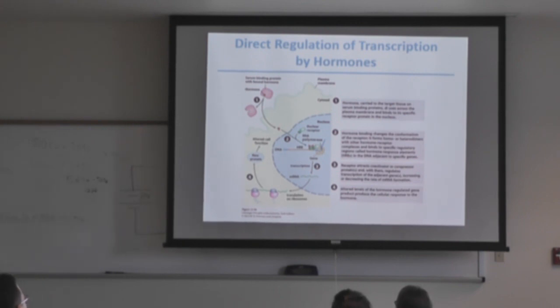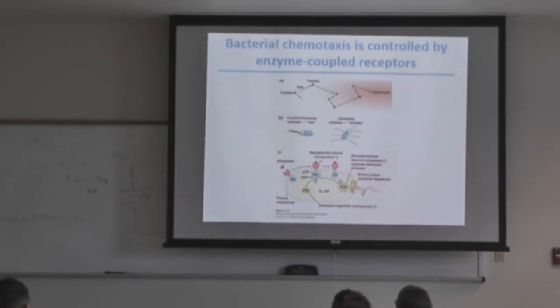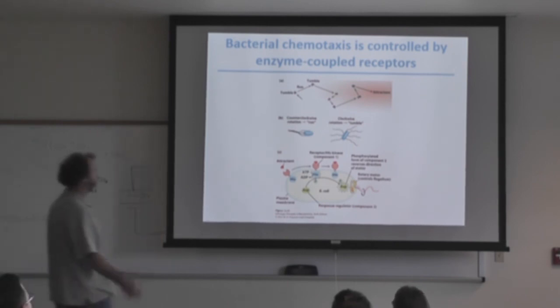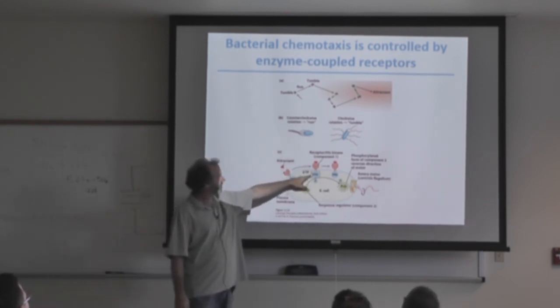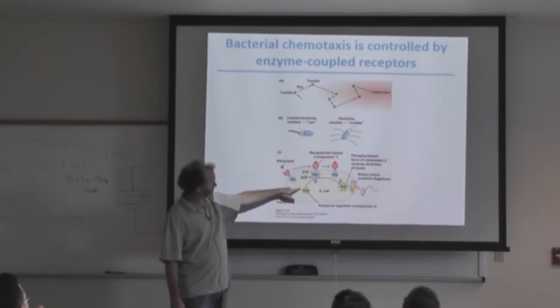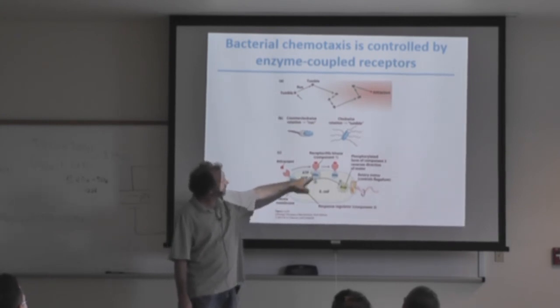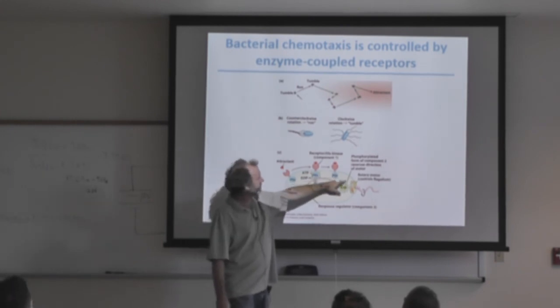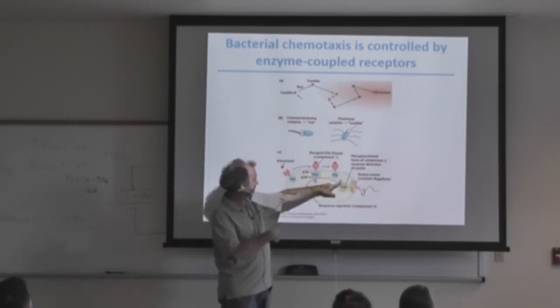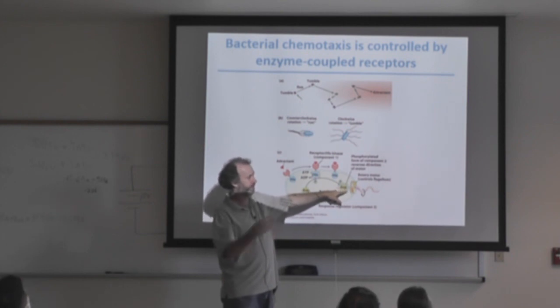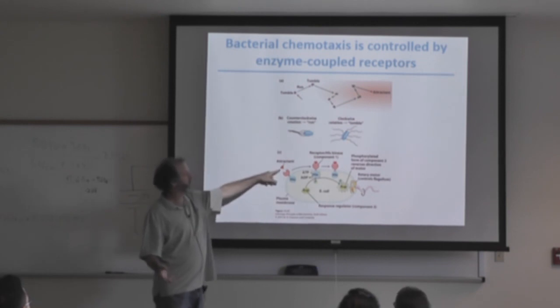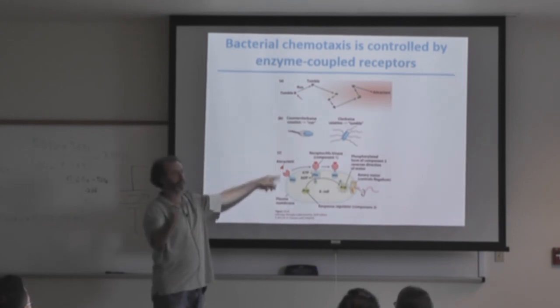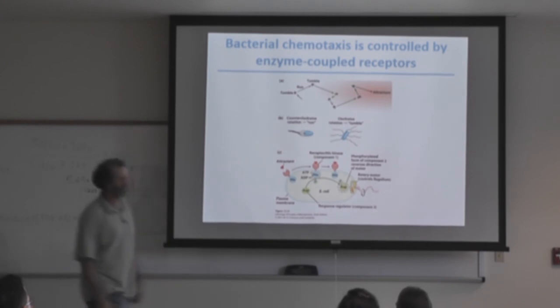Other examples are bacterial chemotaxis, which is controlled by enzyme coupled receptors. So for example, you have some sort of attractant that binds to its receptor and causes phosphorylation, and the phosphorylated form of the component reverses the direction of the motor, so it can change the direction of the flagella on a bacterium in response to some chemical that it senses right outside its cell. Does that make sense?